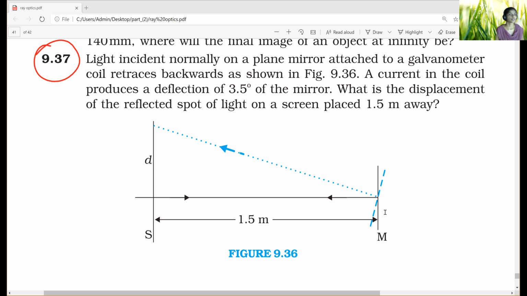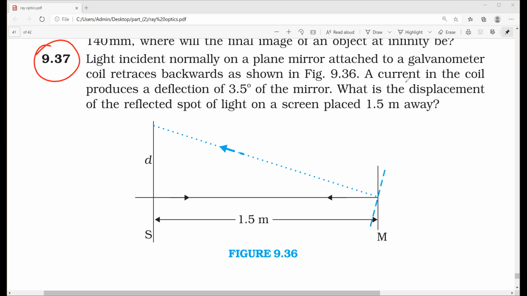So what they asked: light incident normally on a plane mirror attached to a galvanometer coil is traced backwards as shown in the figure. A current in the coil produces a deflection of 3.5 degree of the mirror. What is the displacement of the reflected spot of light on the screen placed 1.5 meter away, they are asking. So let us solve 9.37. So what they have given?